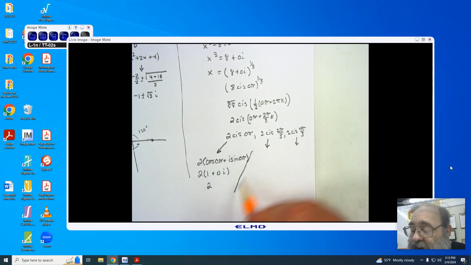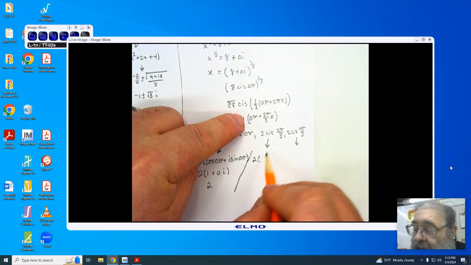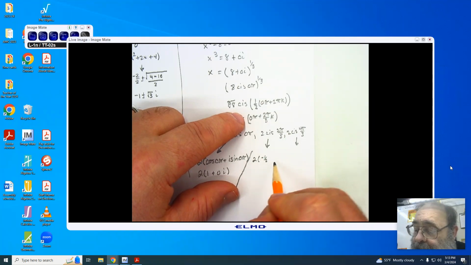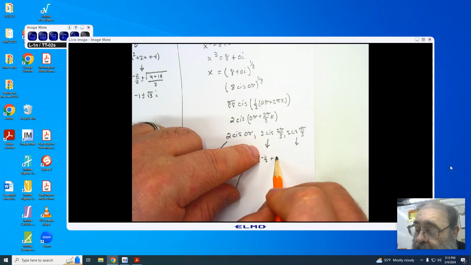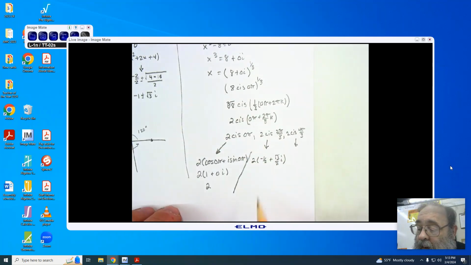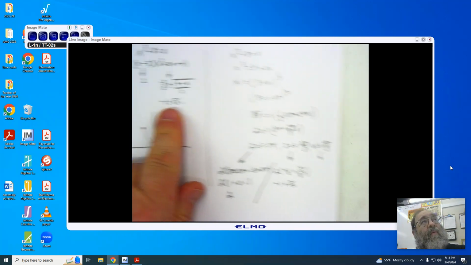If we're working on this one here, we're looking at 2. Then we have the cosine of 2 pi over 3, which we know is a negative 1/2. And then we have plus root 3 over 2i. Notice that when we distribute, we get negative 1 plus root 3i. And that's our first root that we found in this group.